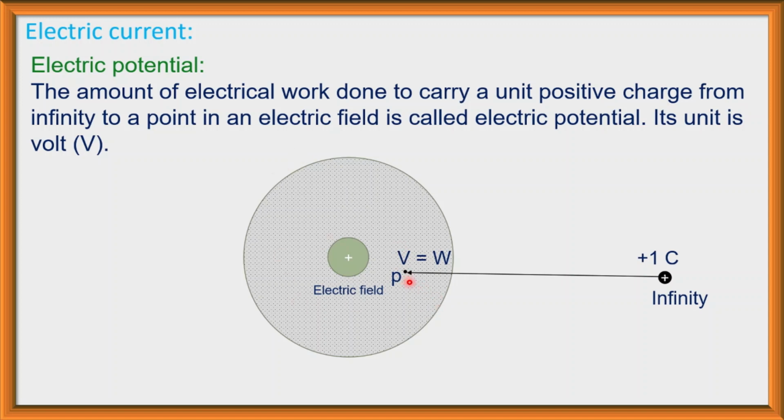Here P point is inside this electric field, and the work to carry plus 1 coulomb charge from infinity to this point is W. So electric potential of this point V is equal to W. That is, the amount of electrical work done to bring a plus 1 coulomb charge from infinity to a point in an electric field is called electric potential, and the unit of electric potential is volt, and it is denoted by V.